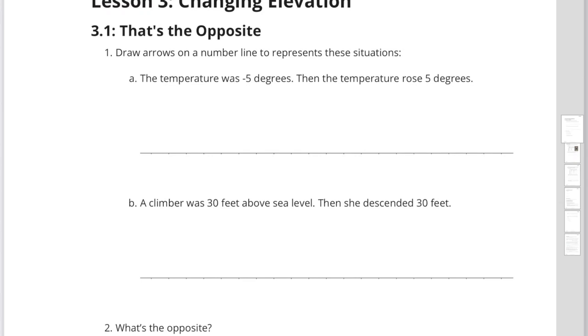Unit 5, Lesson 3, Changing Elevation. So on number 1, it says to draw arrows on a number line to represent the following situations. So first, you notice we have our line, but we are missing numbers. So the first thing you have to do is fill in your number line.